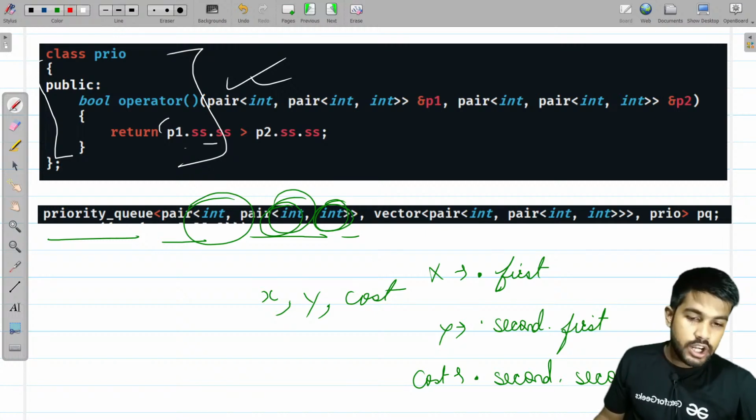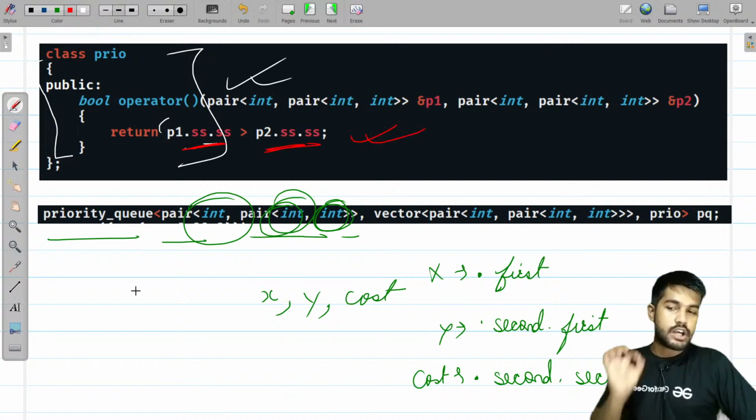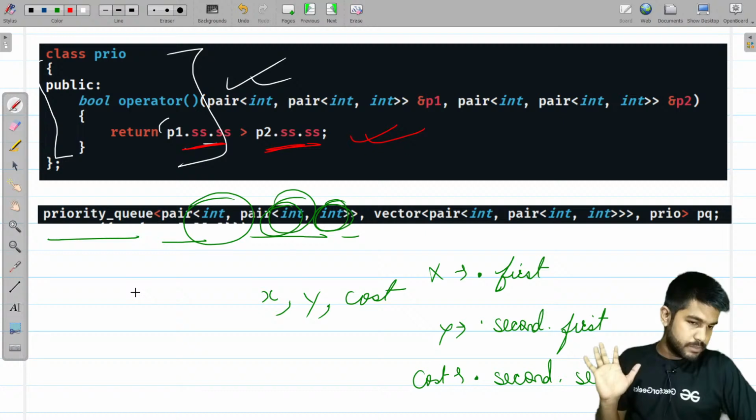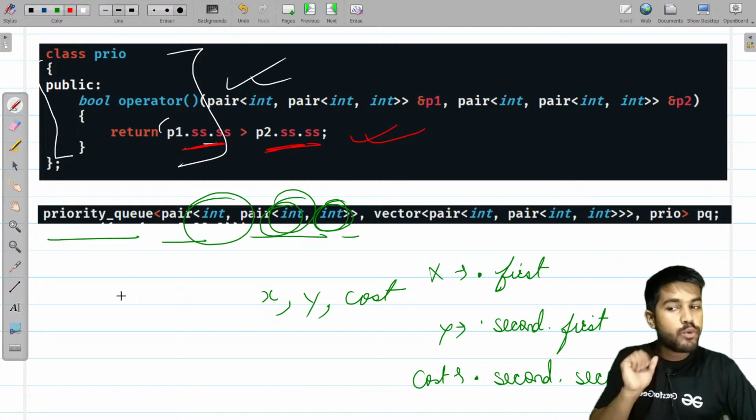ss.ss means second dot second. So second dot second means we are sorting on the basis of the cost. The minimum cost would be at the top and the maximum cost would be at the bottom, whatever be the value or contents of the priority queue. Good to go. We would be moving forward.